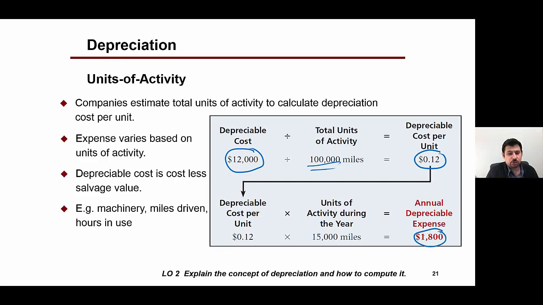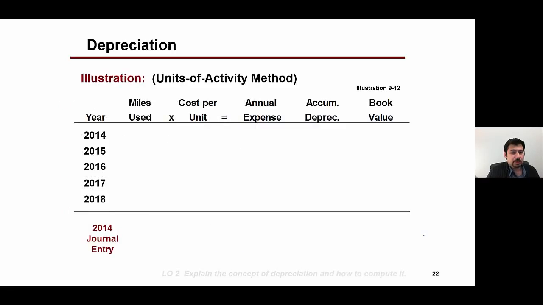So here, we don't have the same depreciation expense every year. It depends on how many miles the truck was driven. In this case, let's assume that for 2014, the company used the truck for 15,000 miles. We multiply it by the cost per unit, which was 12 cents. This is the depreciable cost divided by the total number of units. As a result, the annual expense here will be 1,800. Accumulated depreciation will be 1,800. Once again, the book value is 13,000 minus 1,800.